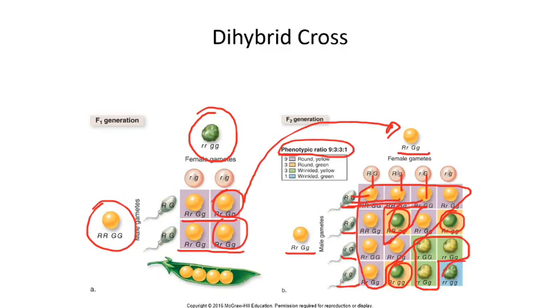This is going to be completely homozygous recessive, which means that it's green and it's wrinkled. It's not going to be nice and round like our other ones over here. So our phenotypic ratio for a dihybrid cross is going to be 9 to 3 to 3 to 1.